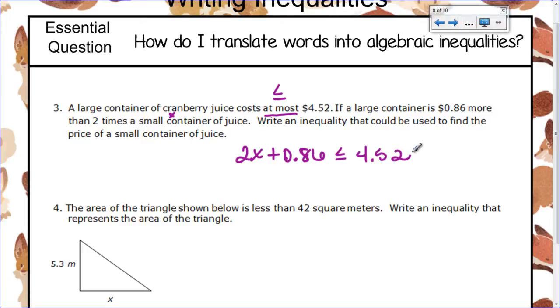I could have written this the other way too. I could have put the 86 cents first and then added twice the small container. It would have been the same problem as the one before. I just reversed those two. And since I didn't reverse everything in the inequality, the little inequality symbol doesn't have to change. All I did was change things around on this side.